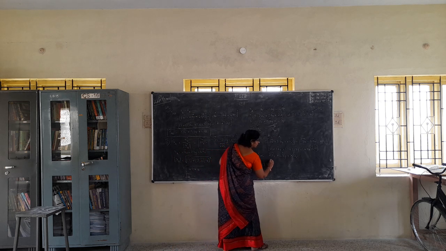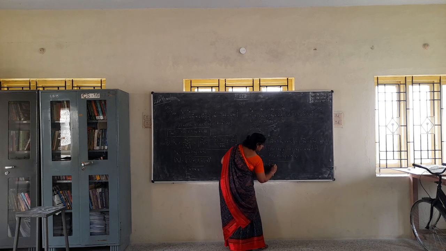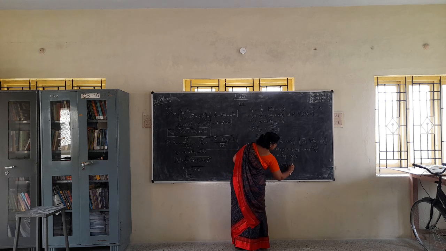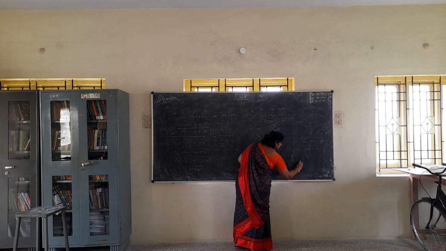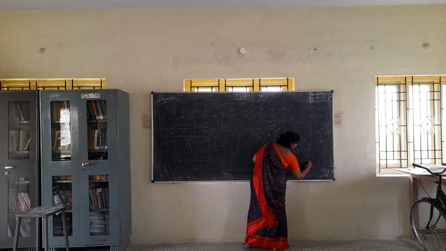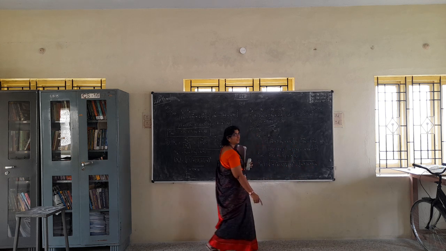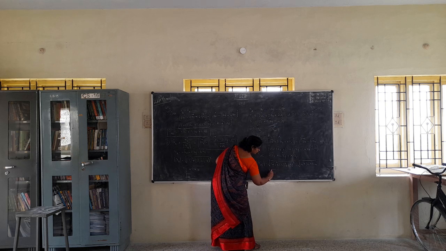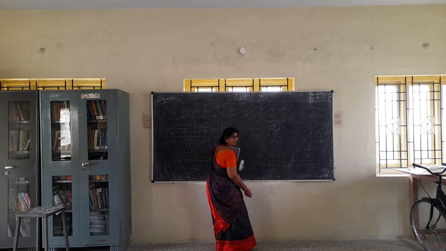So it is the root of 2 the whole square, 6 the whole square plus 8 the whole square. So it is root of 4 plus 36 plus 64. So 40 plus 64 is 104, root of 104. Right?